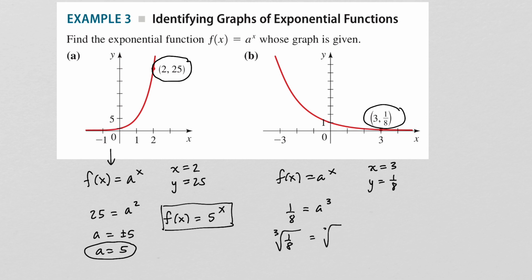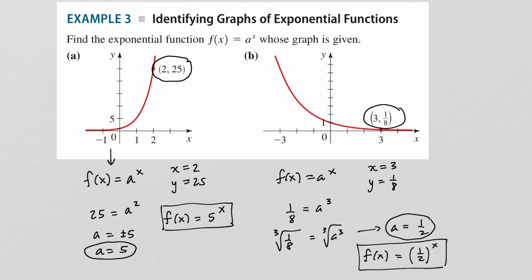Now to solve this, basically what you would do is you would just take the cube root of both sides. By the way, that's the same step that we would have taken over here, except that we would have taken a square root. And when you take the cube root of a cubed, that's just going to give you a, and the cube root of 1/8 is 1/2. So we know that a must be 1/2, and so our exponential function over here must be f of x is equal to (1/2) to the power x.